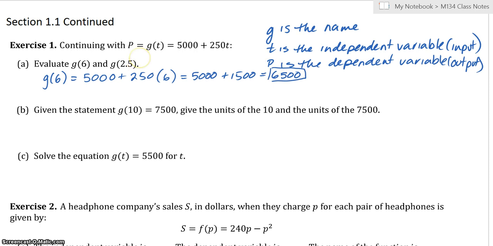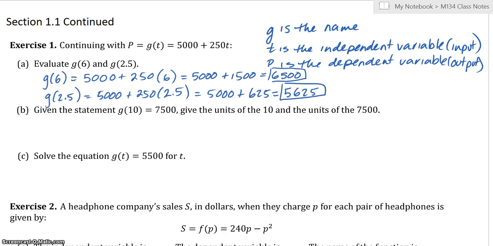So see if you can now go and find g of 2.5. If you've already done so, continue on. If you haven't, pause before you continue on. Okay, here's the answer. G of 2.5, again, that's the input, that's the t. So I plugged it in for the t, and I multiplied these first, then added. Hopefully you got 5,625.